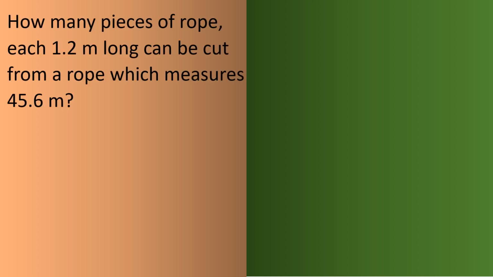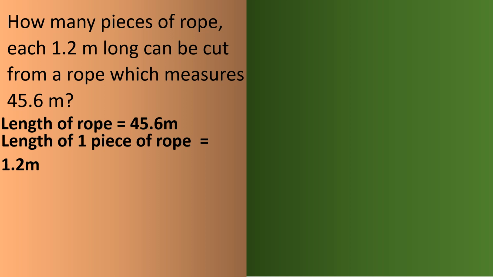Word problem. It is always compulsory to relate mathematics to our real life, and word problems are the best way. So how many pieces of rope, each 1.2 meter long, can be cut from a rope which measures 45.6 meter? It means what is given to you. There is a rope. The length of the rope is 45.6 meter, and you need to cut equal pieces from that rope, and the length of one piece is 1.2 meter. And what you need to calculate is the number of pieces. It means divide 45.6 by 1.2, total length divided by length of one piece.